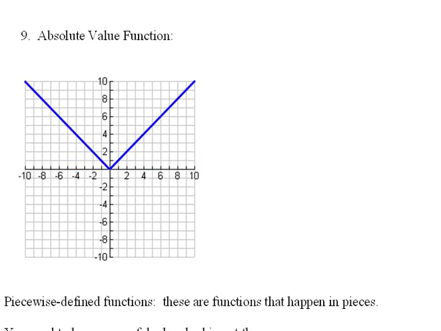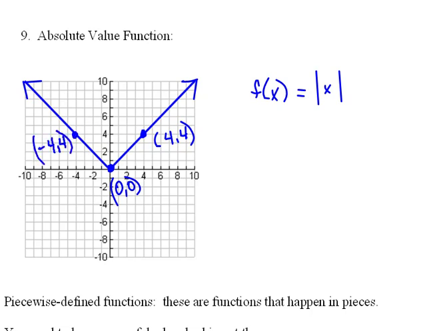Now our last function in the library of functions is the absolute value function, and it is always this V-shaped graph. The equation for the absolute value function is f of x equals the absolute value of x. So here again, we can find some nice points by plugging in some x values and finding the y that goes with it. So the point 0, 0 would be on there. The point 4, 4. What about the point -4, 4?